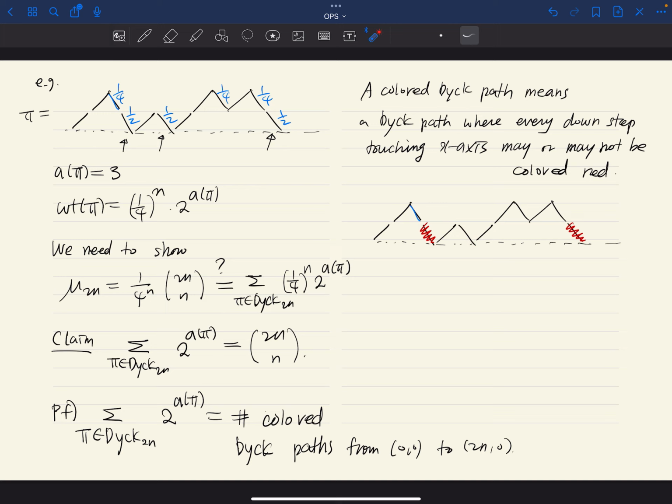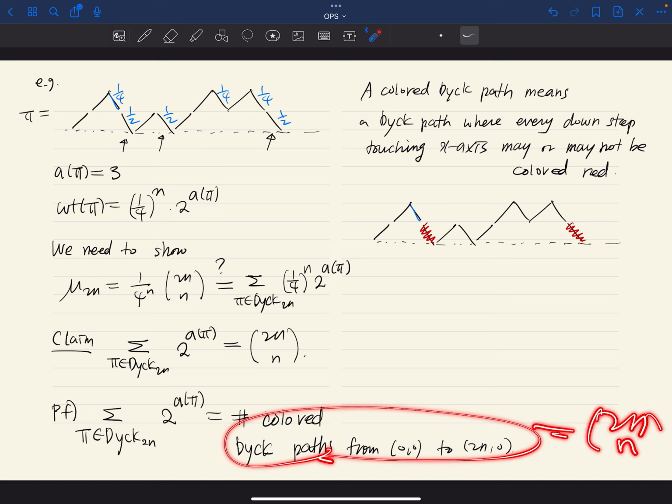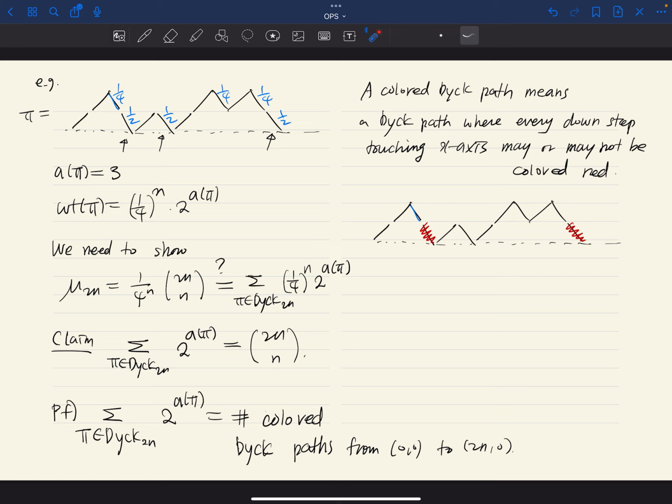color this. And we want to show that this number of colored Dyck paths equals 2n choose n, but this is like choosing, how can I say? This is the number of ways to arrange n up steps and n down steps without any restrictions. So we have n up steps, let's say n ups, n downs, right?